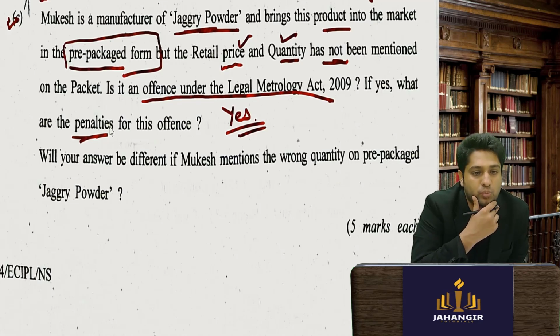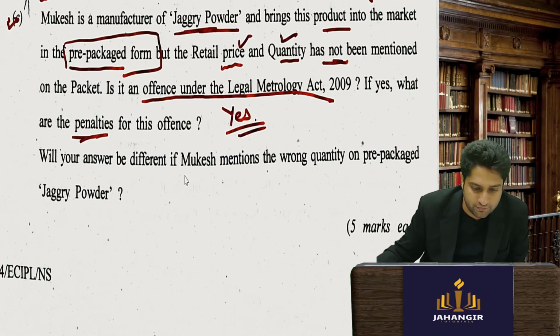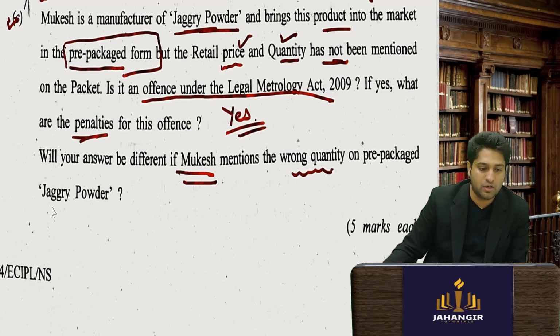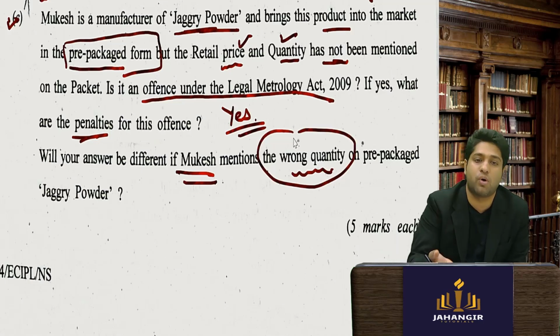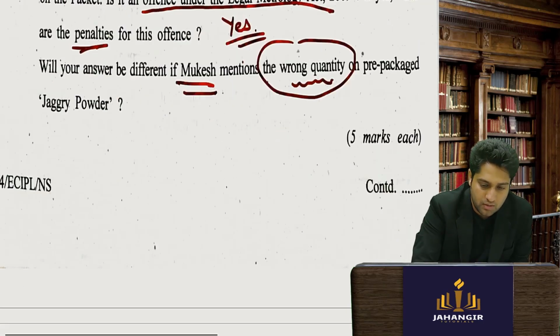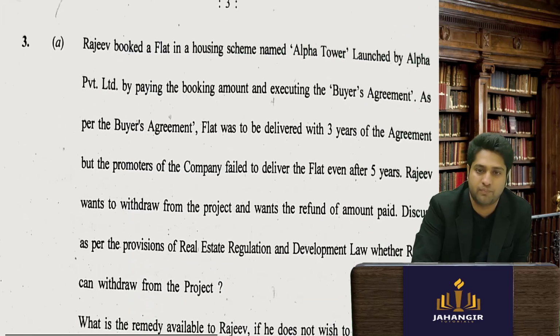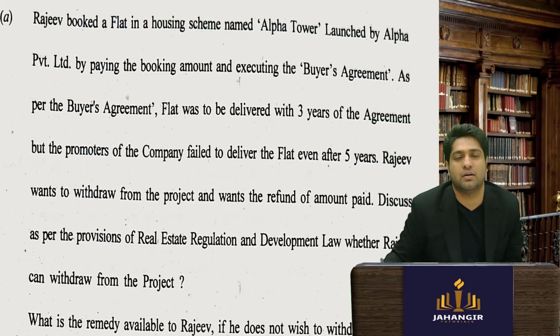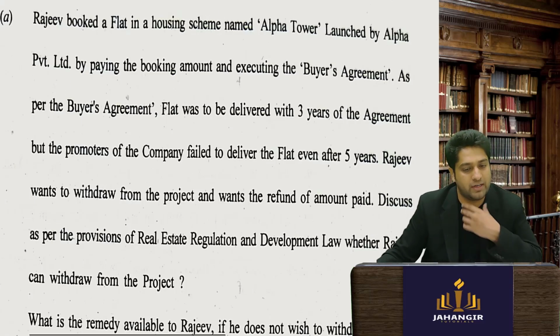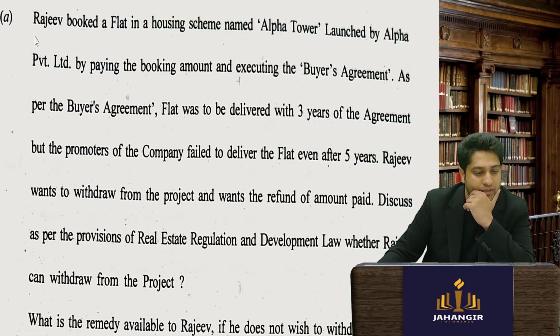Okay. Will your answer be different if Mukesh mentions the wrong quantity on the jaggery? Now, obviously, they are saying that he is giving a wrong quantity. So obviously, that is also punishable, and as per the officer can decide to take fines, etc. Compounding can be done.